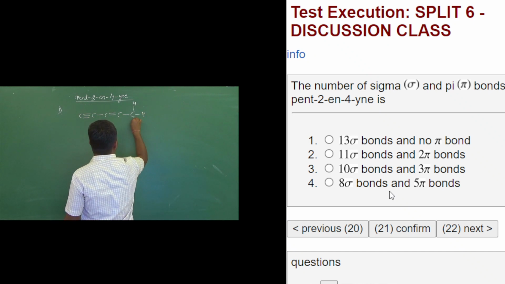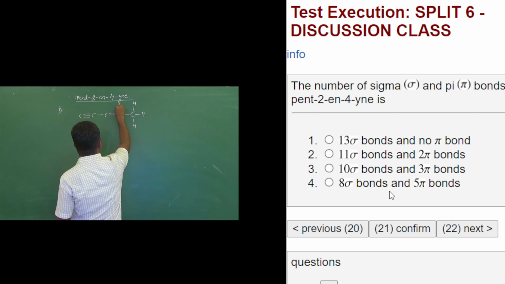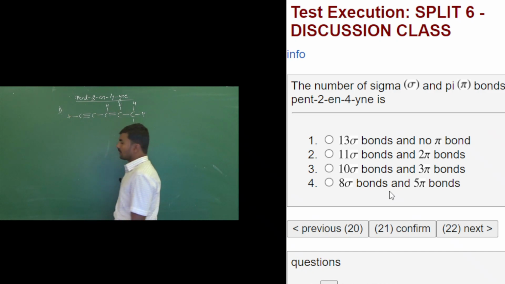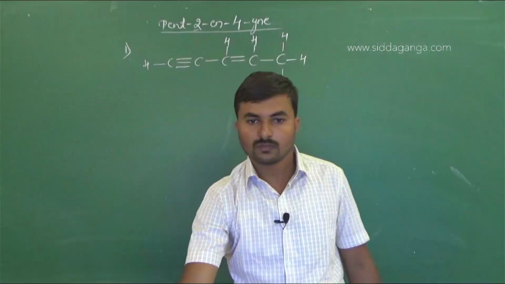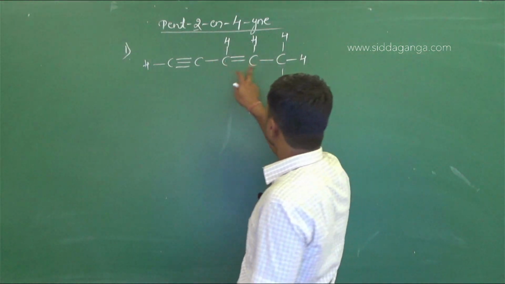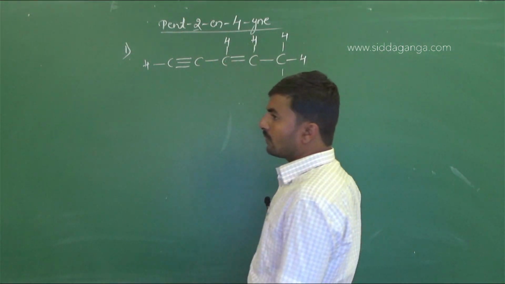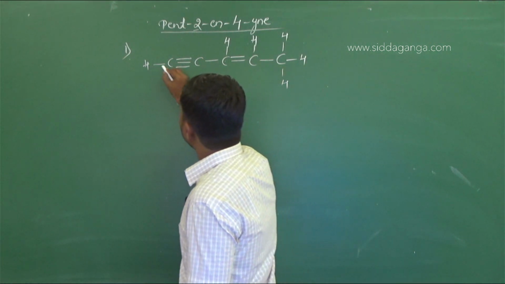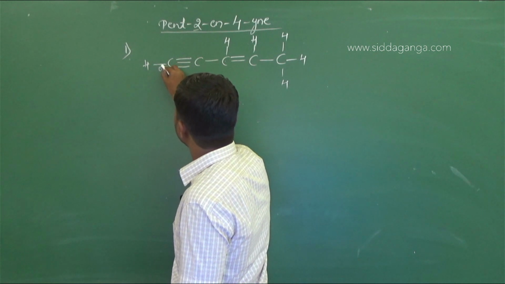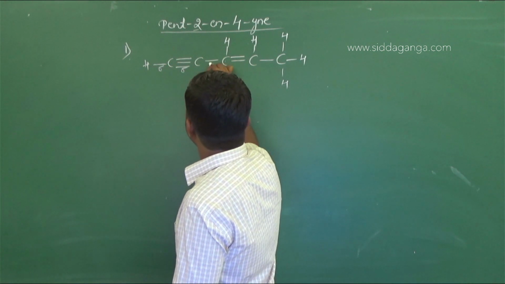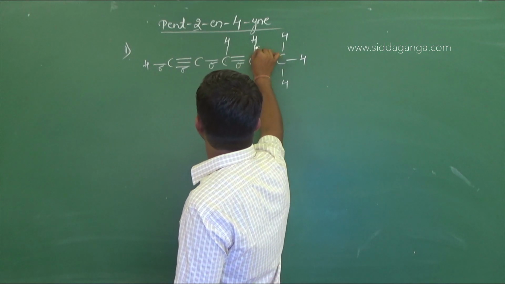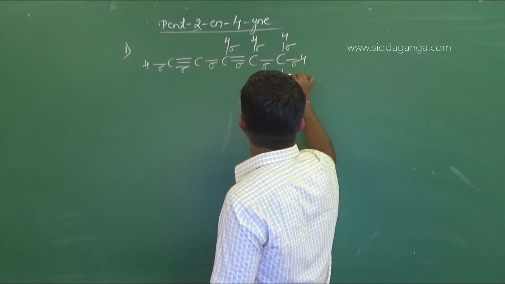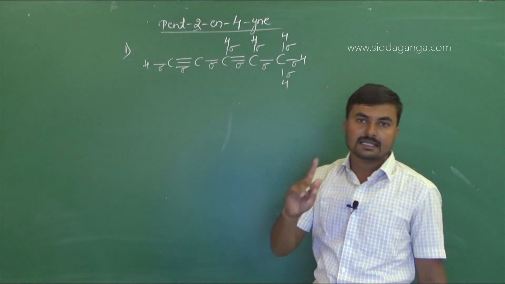Now balance the valency of carbon with hydrogens. So this is the structure of pent-2-ene-4-yne. In between any two atoms, the first bond formed is always a sigma bond, and in between any two species there is a possibility of only one sigma bond.